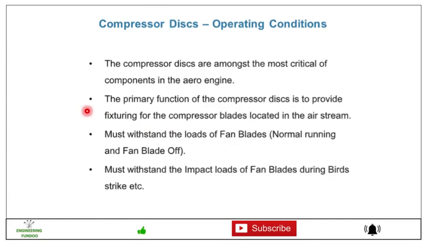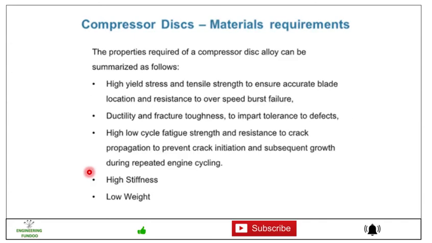Friends, now let us discuss the compressor disc and its operating condition. The compressor discs are among the most critical components of the aero engines. The primary function of the compressor disc is to provide fixturing for the compressor blades located in the airstream. So the compressor discs are used to fix the compressor blades, and it must withstand the load of the fan blades in normal running and planned blade off. Then it must withstand the impact load of fan blades during a burst strike, etc.